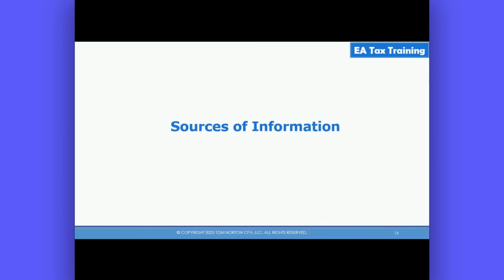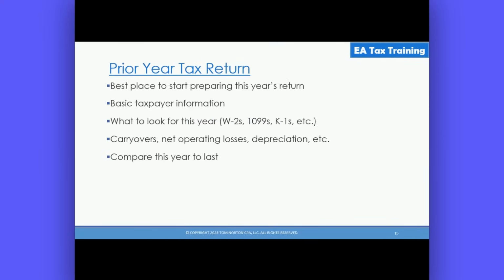Moving on now to sources of information. So if you're going to prepare a tax return, of course, you need to be able to get the information that you need in order to do the return. So where do you get that information and what kinds of information are you looking for? Well, your starting point, the very best place to start is with last year's tax return. You want to see the prior year tax return if at all possible.